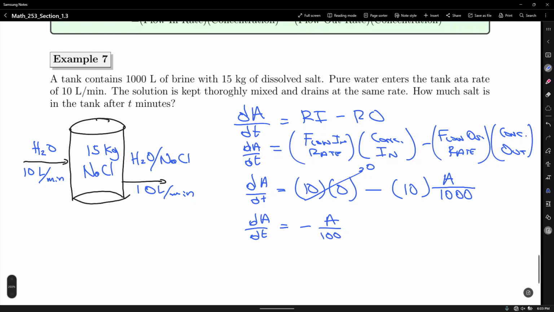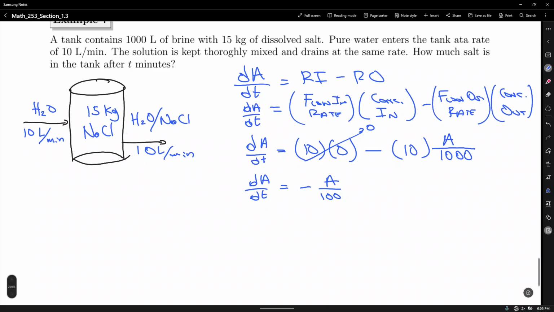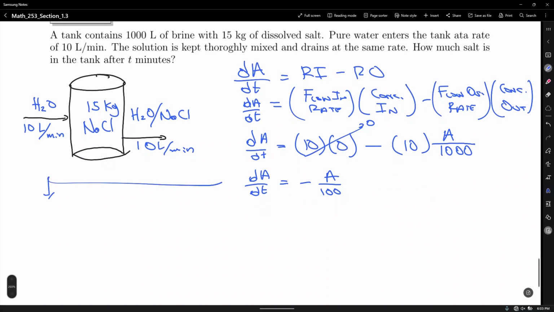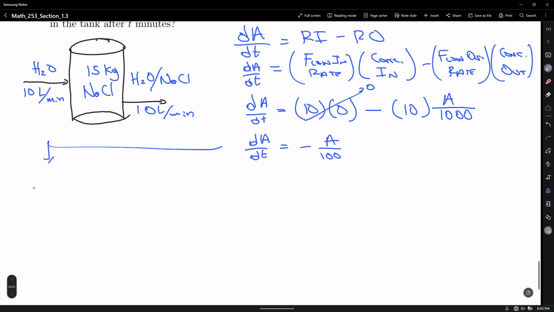And we're ready to solve this differential equation. This is a separable equation. The A can go dividing the dA, the dt goes multiplying with the negative 1 over 100. So let me continue here. That's dA over A equals negative 1/100 dt. And we can easily integrate this one, both sides.